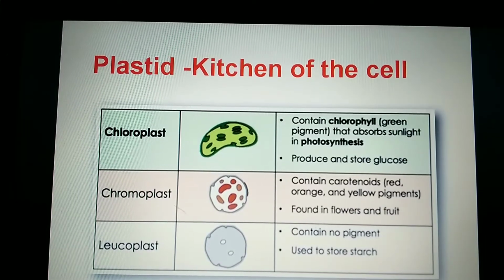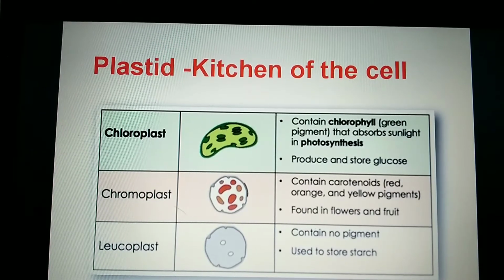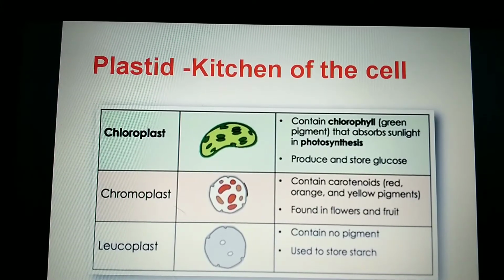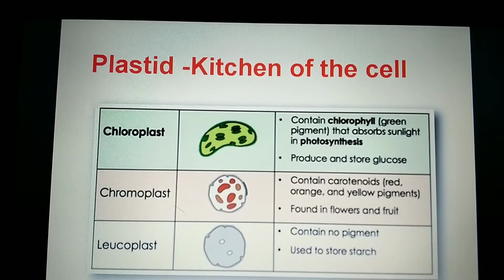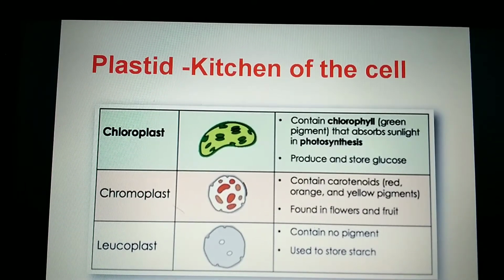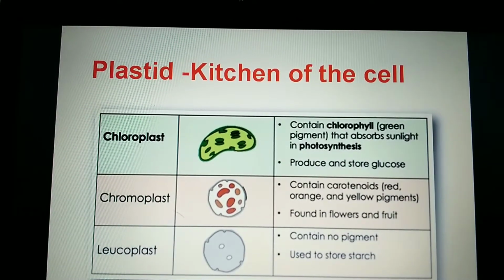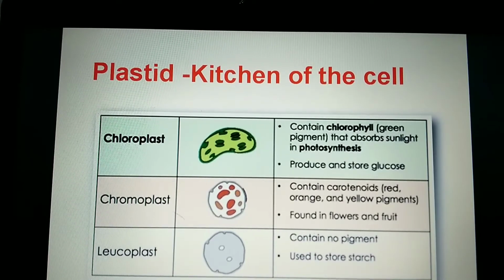Now we will be proceeding with another cell organelle, that is plastid. Plastid is also called the kitchen of the cell. It occurs in plant cells and is absent in animal cells. Like mitochondria, plastids also have their own genome and ribosomes. Thus, they are self-replicating organelles because they have the power to divide.